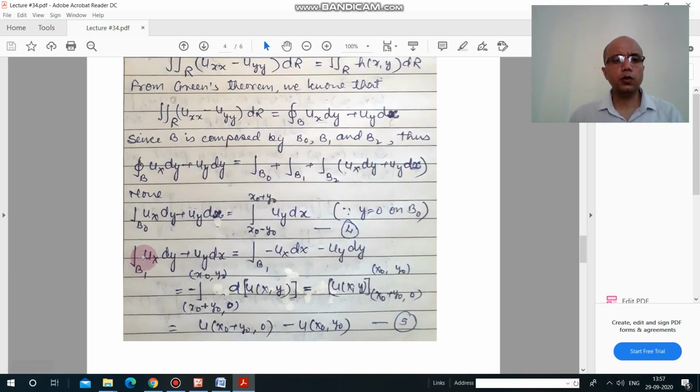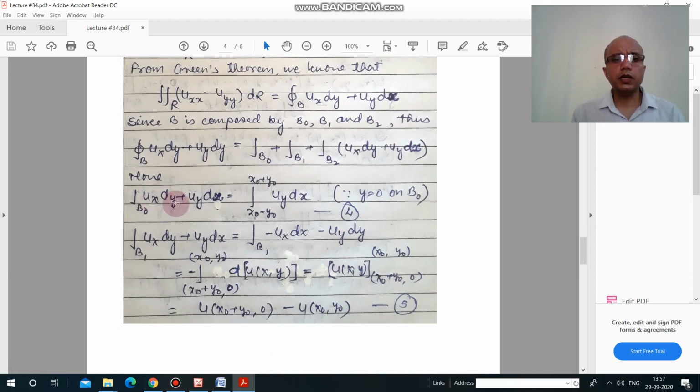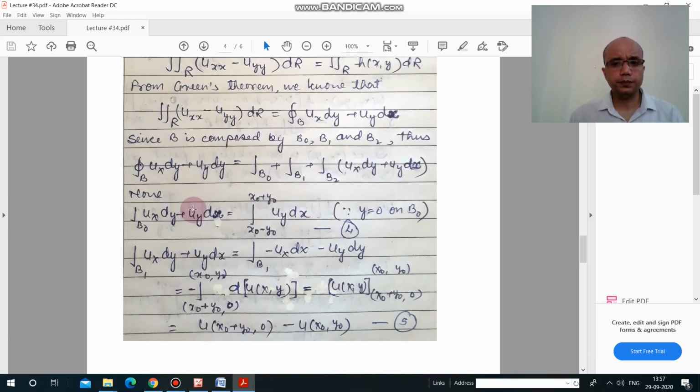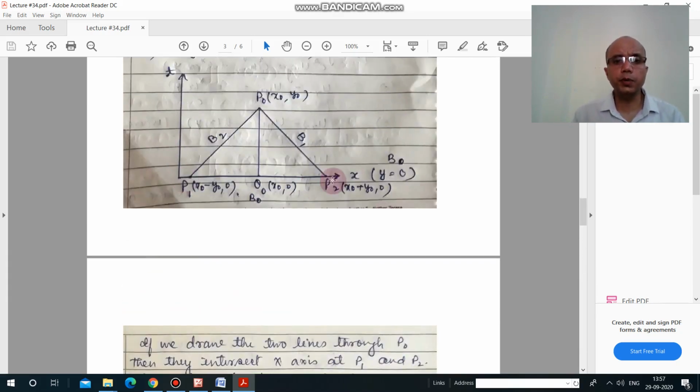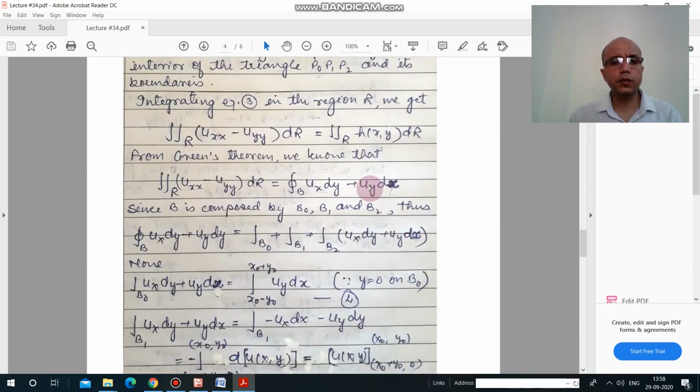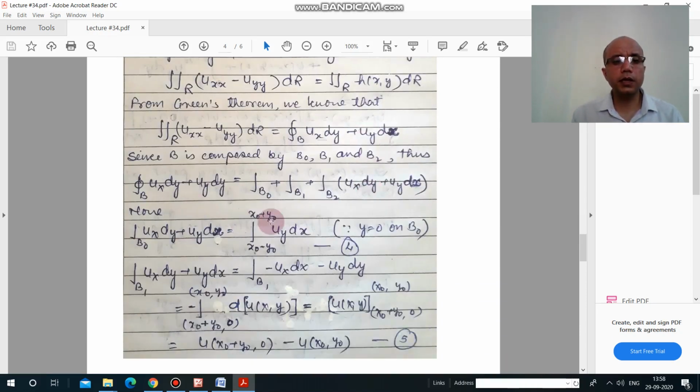Look at this. The integral over B0 of ux dy plus uy dx. For B0, y equal to 0, going from P1 to P2. On this line y equal to 0, it simply means dy is also 0. For x, the lower limit is x0 minus y0 and the upper limit is x0 plus y0. That's why this integration can be written from x0 minus y0 to x0 plus y0. Since dy equal to 0, we are left with uy dx.